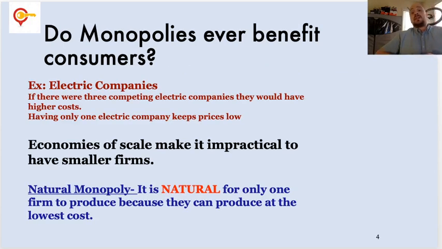And so usually what ends up happening, right, with my store example, is that the prices are too high and the quantity is too low. And I'll prove that to you looking at some supply and demand graphs in a second. But our next key point is, do monopolies ever benefit consumers?